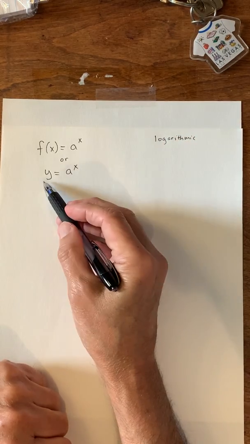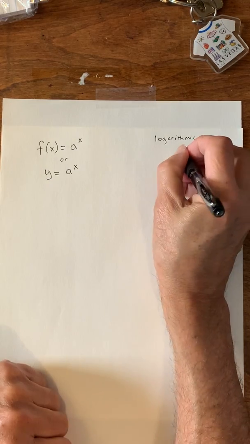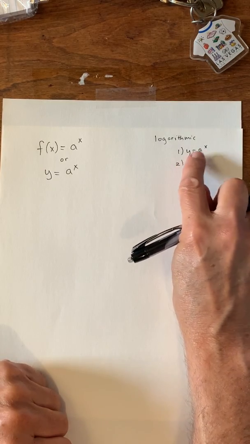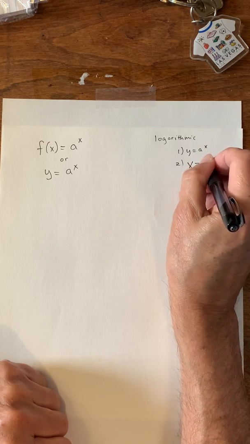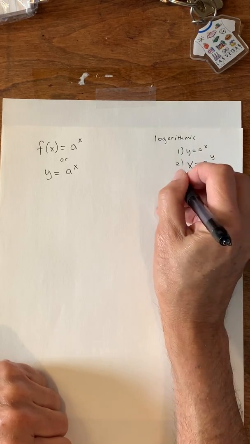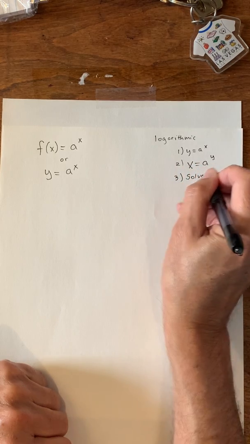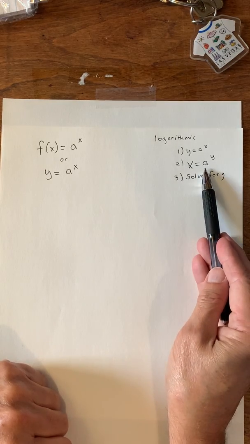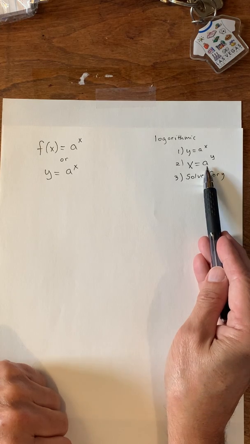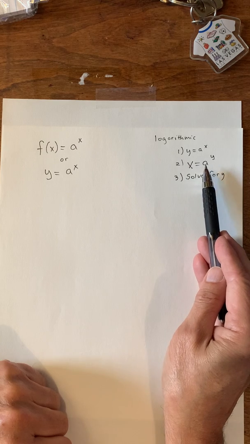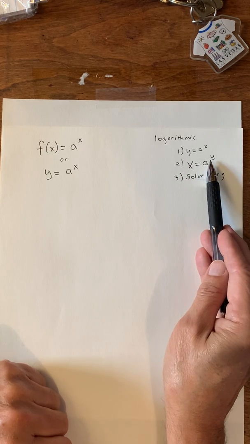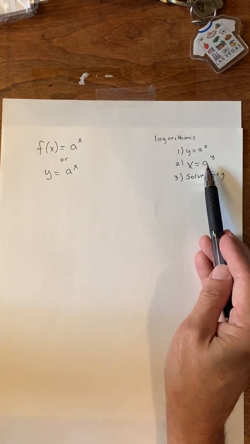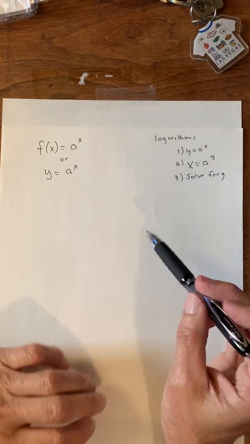Step number 1 was solve it for y. Done. Step number 2, switch my x and my y. In step number 3, solve for y. Here's where I'm going to run into a real problem. How in the world do I solve this guy for y? This is completely different from x equals y to the a power, where I would just take the a-th root and get my y. I've got a real problem solving this guy for y. This is why I need this new concept, the logarithmic function.